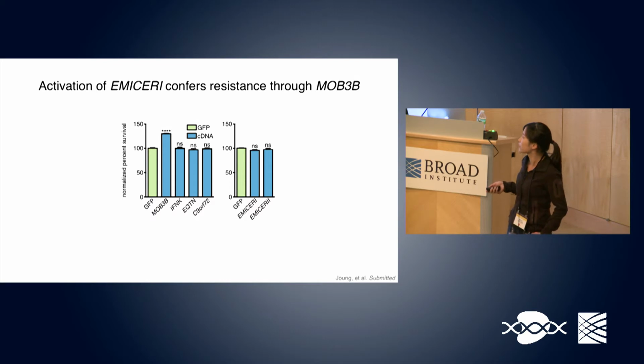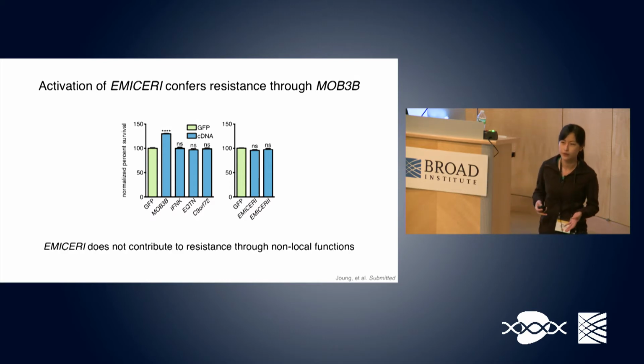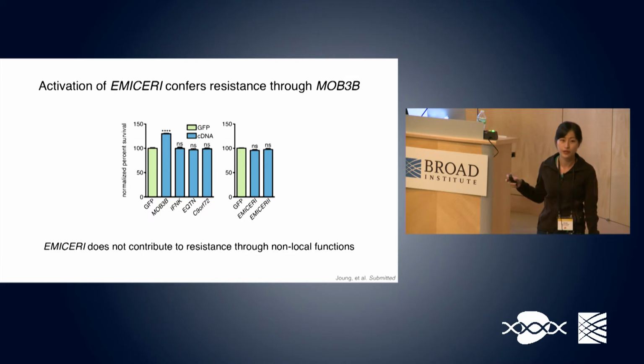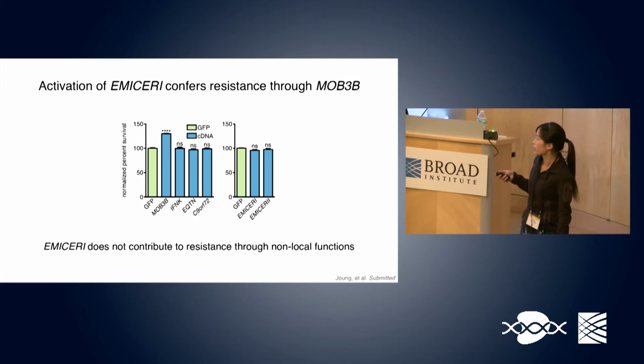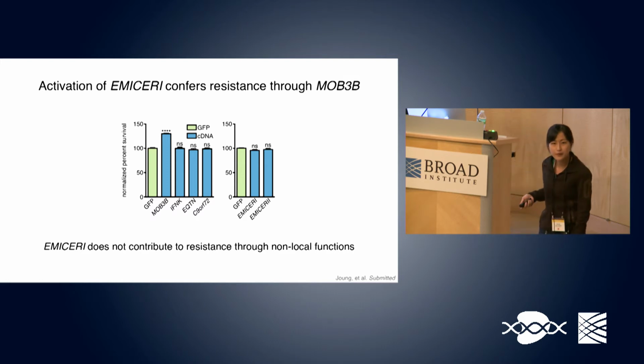What this shows is that the emissary does not contribute to resistance through a non-local mechanism. By overexpressing the emissary transcripts outside of this locus, they don't do anything towards resistance. And in fact, activation of emissary confers resistance through MOB3B. MOB3B itself is a novel kinase activator that we found mediates resistance through the Hippo signaling pathway.